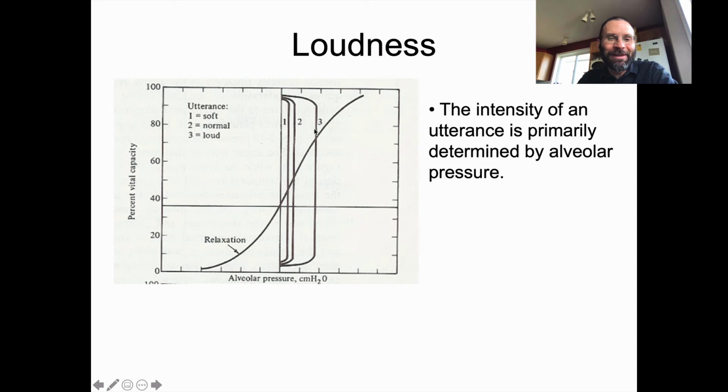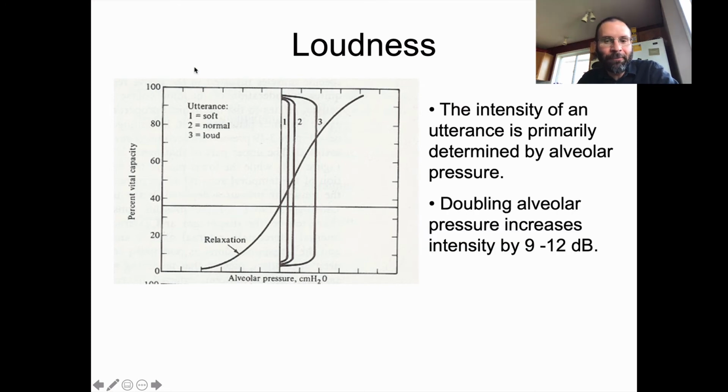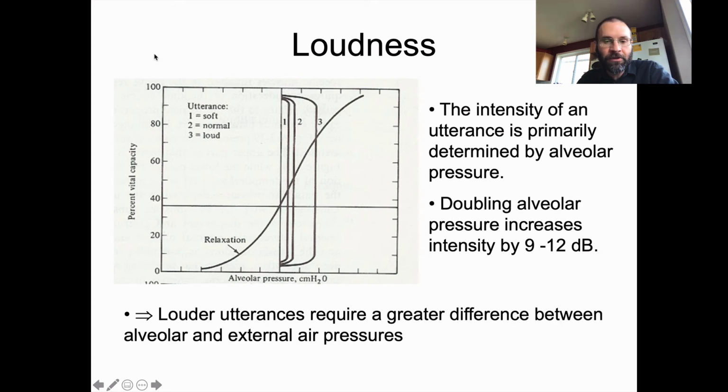Which is normally how I speak in class. And I am speaking a little bit louder than normal even when I'm recording this. But basically what I'm doing is I'm creating more alveolar pressure if I want to speak loudly. Turns out, if you do the math and all the other work involved, then doubling alveolar pressure increases intensity by about 9 to 12 decibels, which is kind of cool.